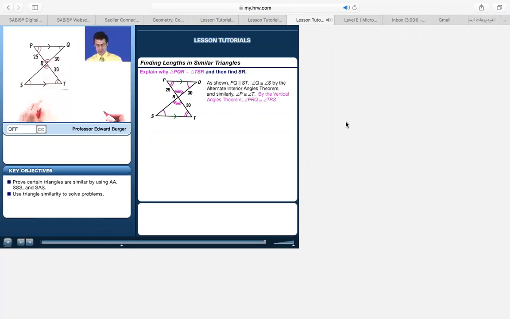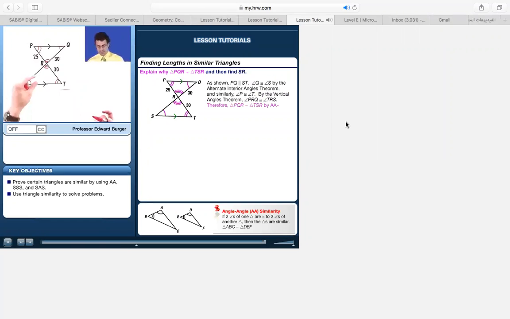And so what do I have? I have angle, angle, angle congruent, so therefore we know that these two triangles are similar by angle, angle, angle. Or I could, by the way, have just stopped with these two pairs of angles and just used angle, angle. I guess I did a little bit of overkill, but it's okay. Either way is perfectly correct.